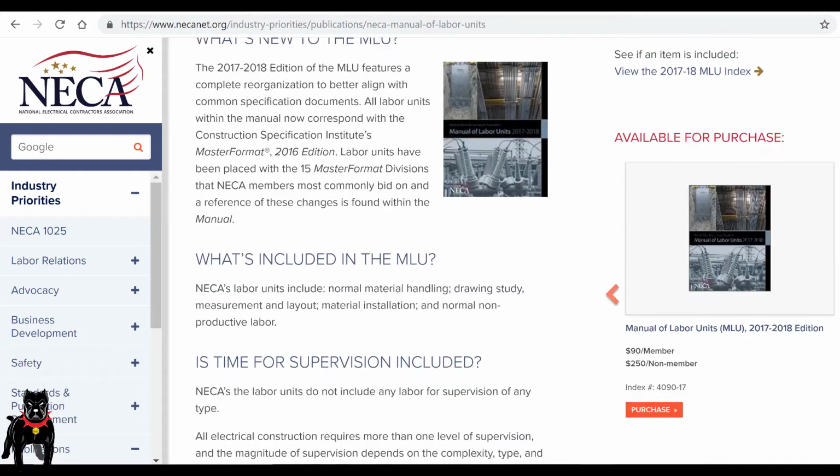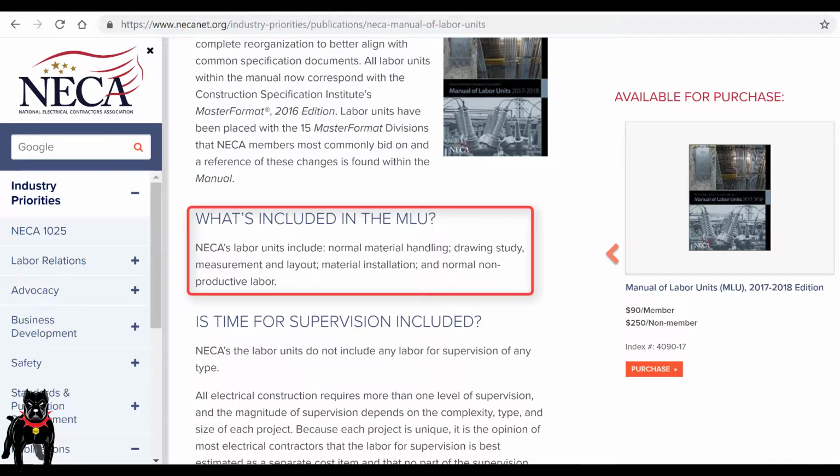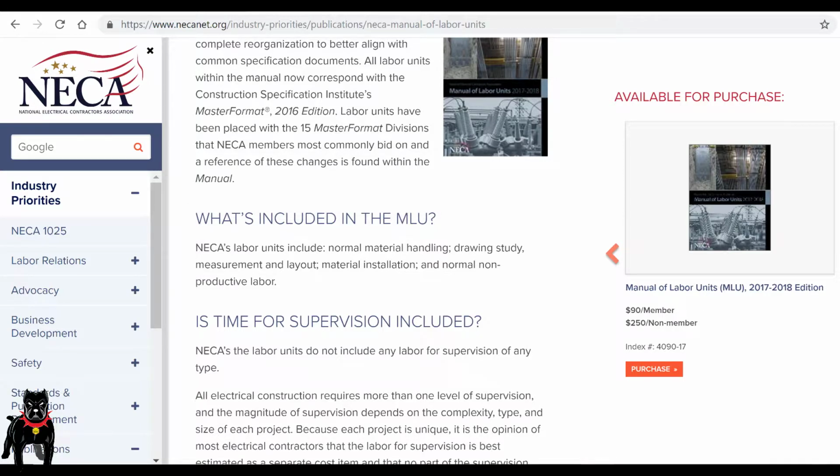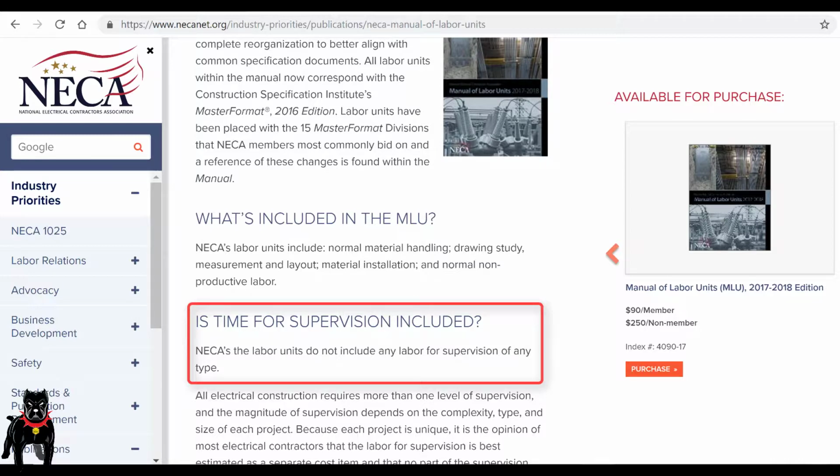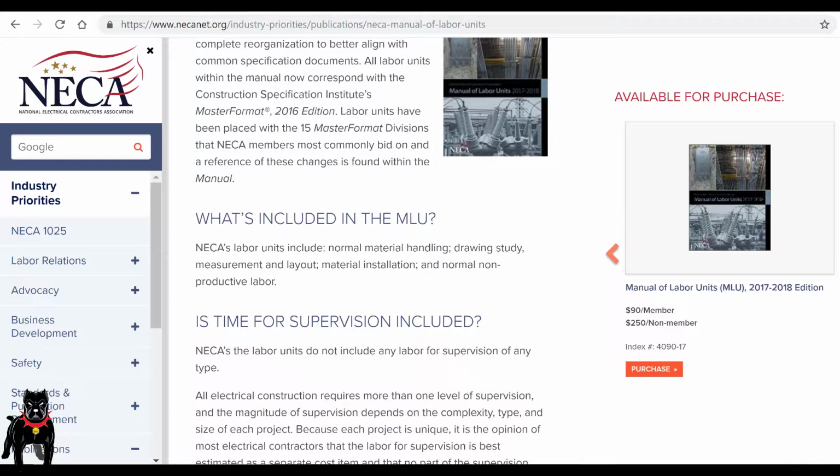And if I scroll down here, it tells us what's included in the manual labor unit. So it says NECA's labor units include normal material handling, drawing study, measurement and layout, material installation, and normal non-productive labor, which I assume would probably include restroom breaks, maybe safety meetings, things that you have to do throughout the normal part of your day, some paperwork or whatever that isn't associated with actual material installation. And then it says, is time for supervision included? And it says NECA's labor units do not include any labor for supervision of any type. So the angle that they're promoting is that supervision is a separate item that should have its own budget within the estimate.